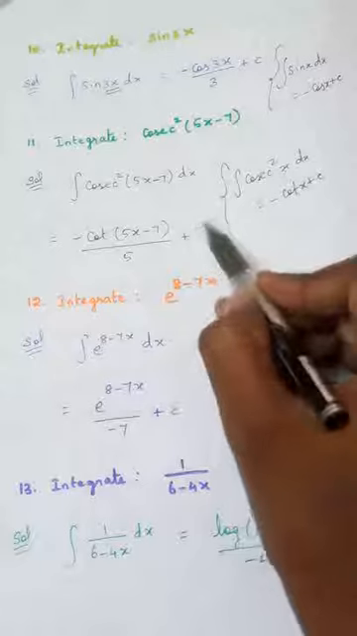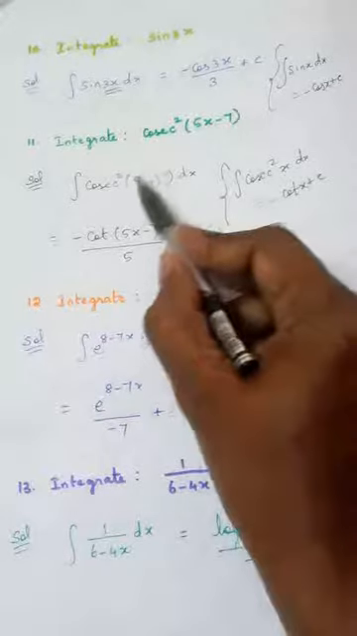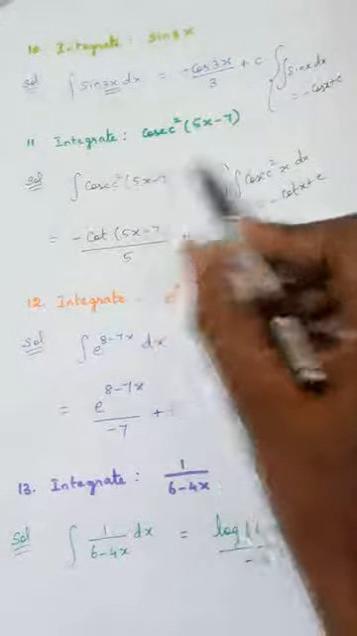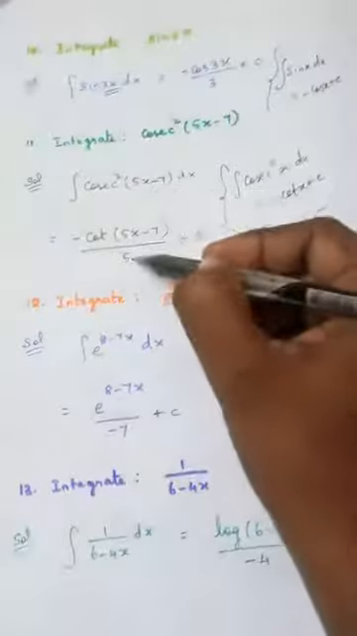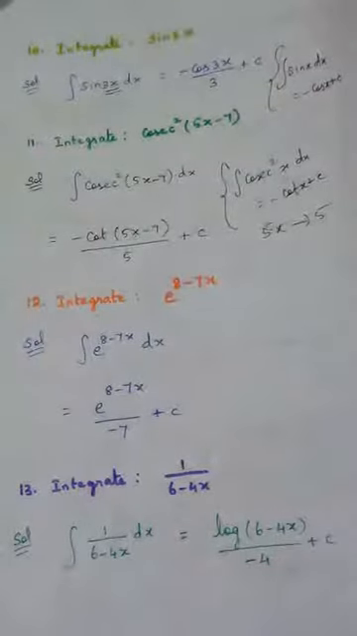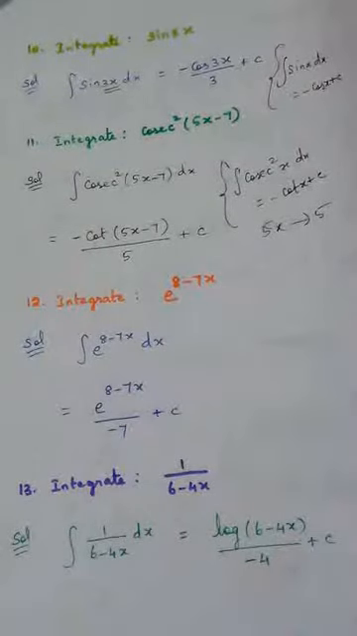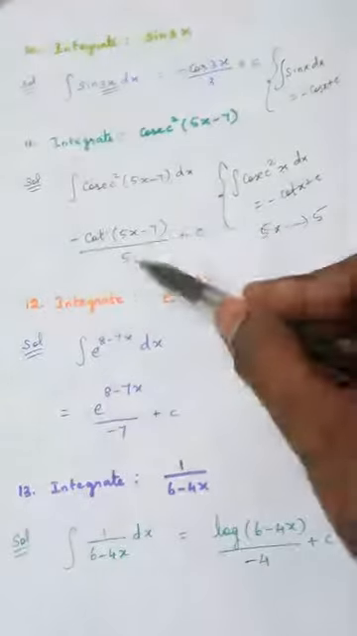But I should not stop there because I should differentiate this once again. If you differentiate 5x, the answer is 5. So that 5 should be written in the denominator. Minus cot 5x minus 7 by 5 plus c.